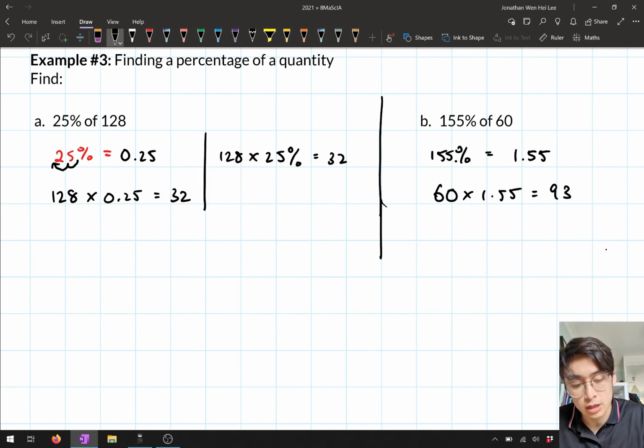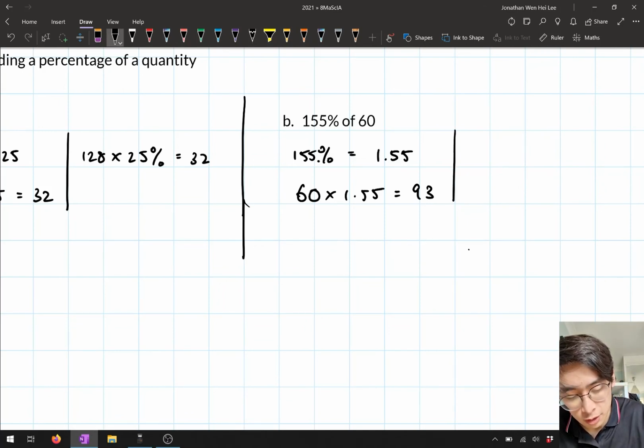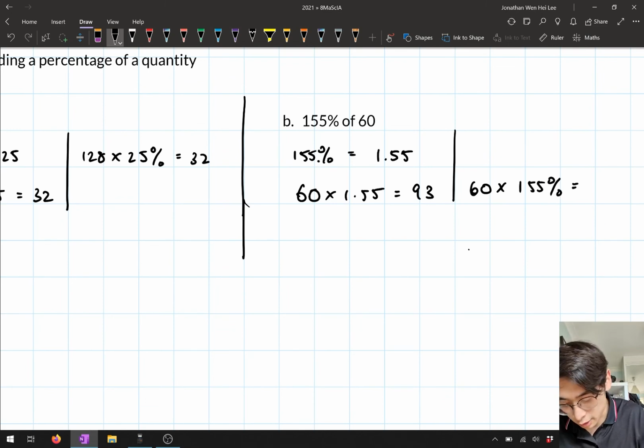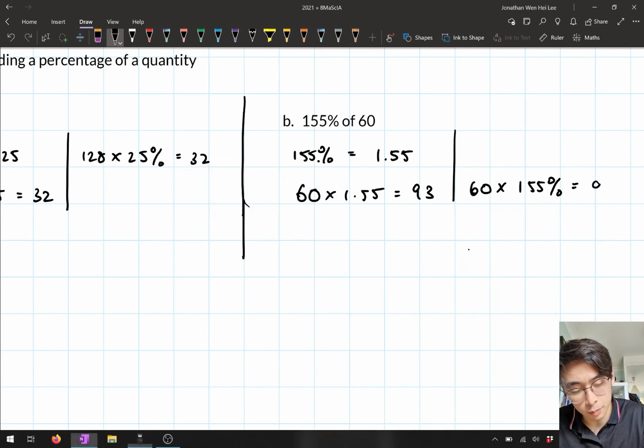So that is 93. And once again, I'm just going to show you how to do this if you don't want to convert it to a decimal. So here we can just go 60 times 155% in your calculator. I'm just going to put that 155% in. So 60 times 155%, and get 93 as well. So that's how we can actually answer these questions here.